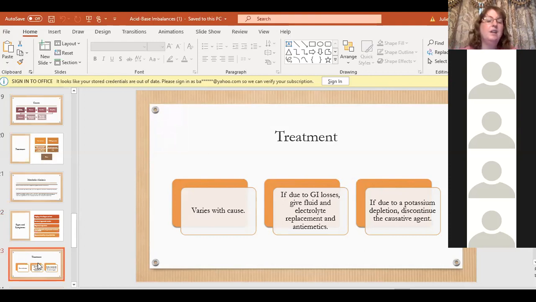So again, your treatment is going to vary with the cause. If it's due to GI losses because you were sick and vomiting, and that's why you have alkalosis, then you're just going to replace their fluids and electrolytes. Give them antiemetics, whatever you need to do to fix that. And then always we're going to treat their potassium level. If it's too low, we're going to give them some potassium to get that to come up.